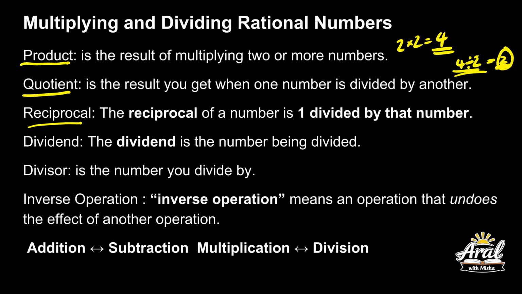Reciprocal. The reciprocal of a number is 1 divided by that number. Let's say 5. What's the reciprocal of 5? 1 divided by 5. So, 1 over 5, 1/5. Okay? Kung 1/5 naman yan, ang reciprocal niyan is 5. 1 divided by 1/5. Okay? So, binaliktad mo lang, okay? So, that's reciprocal.